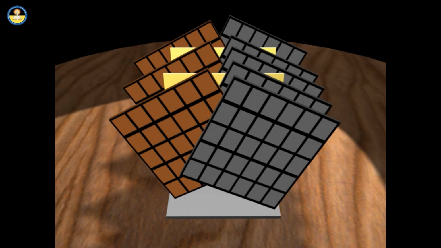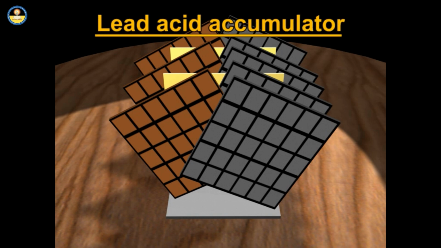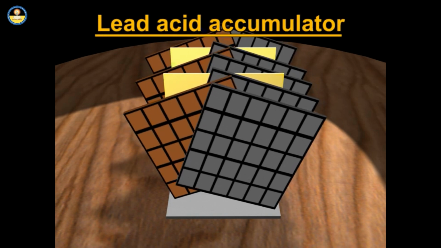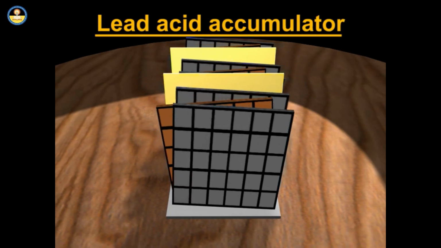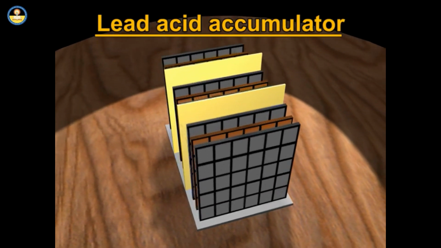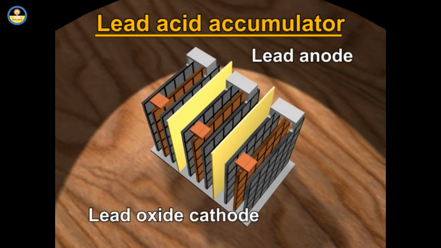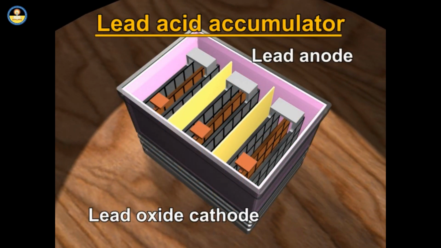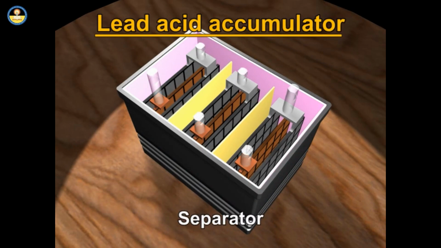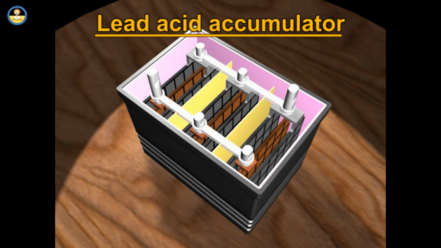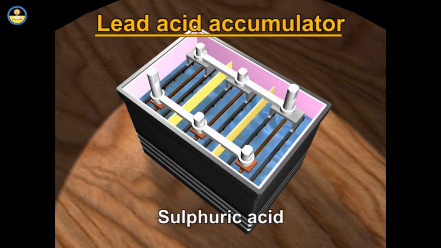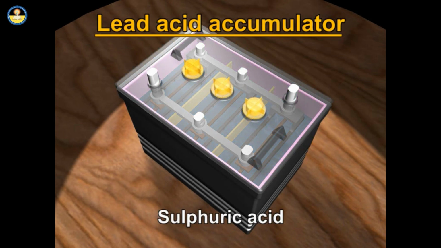Children, have a look at the parts of a lead acid accumulator. What do you observe? Here, galvanic cells are connected in series. Each cell consists of a lead anode and lead oxide cathode. A separator separates them. Have a look at how they are placed in a storage cell. This is placed in a cell container containing sulfuric acid as the electrolyte.